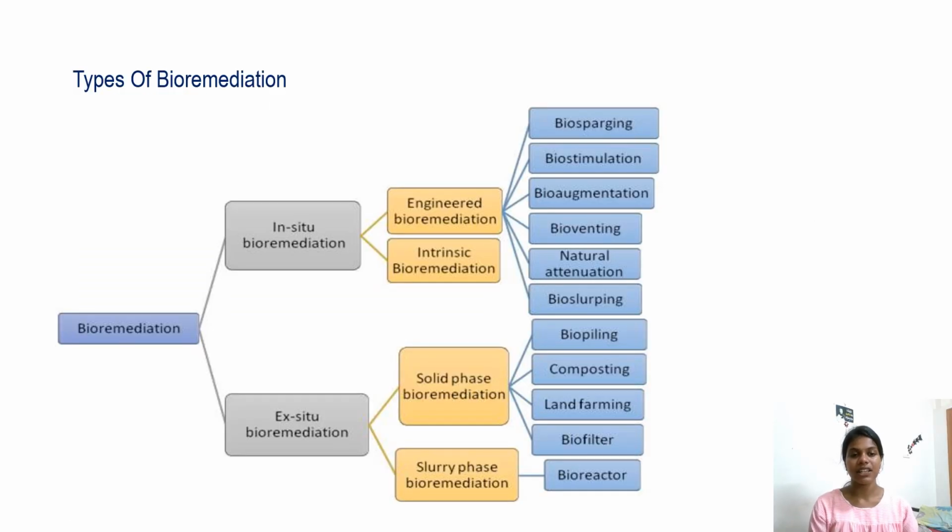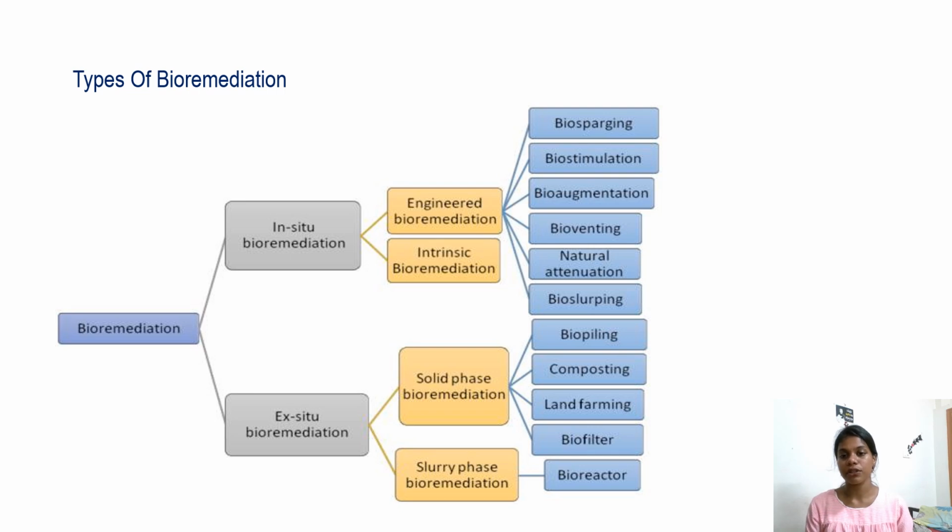In the next slide, we are seeing types of bioremediation. Broadly, they can be classified into two types: in situ bioremediation and ex situ bioremediation. In situ bioremediation is nothing but on-spot treatment: wherever the contamination happened, in the environment itself, we are cleaning or reducing the contaminants. It can again be classified into engineered bioremediation and intrinsic bioremediation.